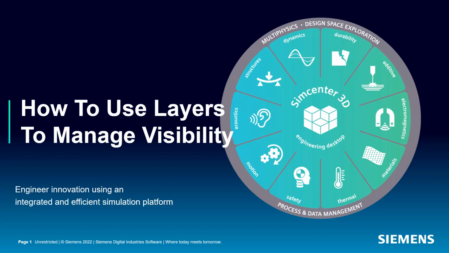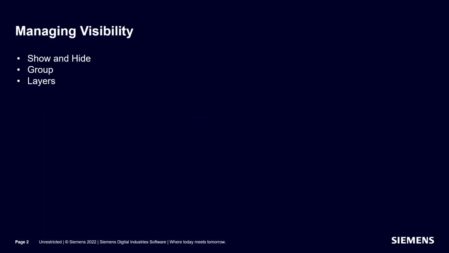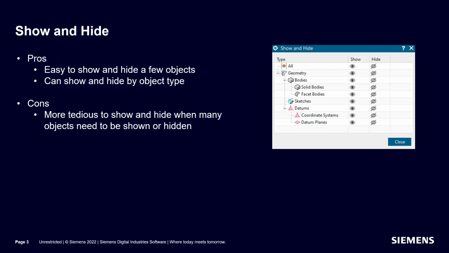Today we'll look at how to manage visibility using layers. We have a number of options for managing visibility in Simcenter 3D. Show and hide is great in that it's easy, and you can show and hide objects by type, such as solids or sketches, but if you have a complex set of objects that you would like to show and hide, that can be tedious.